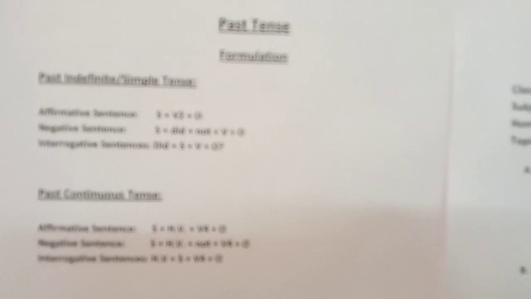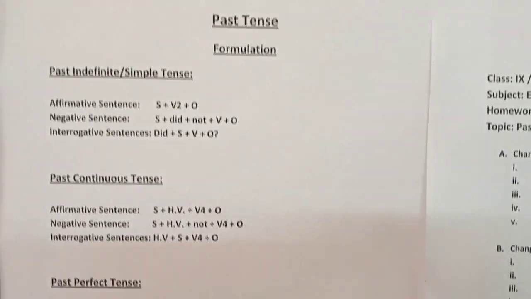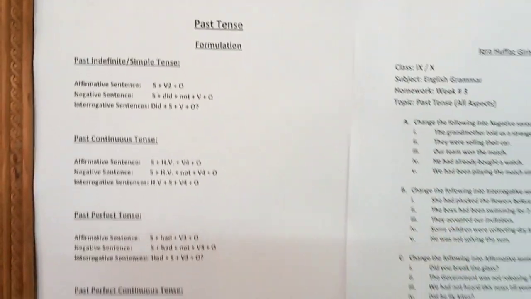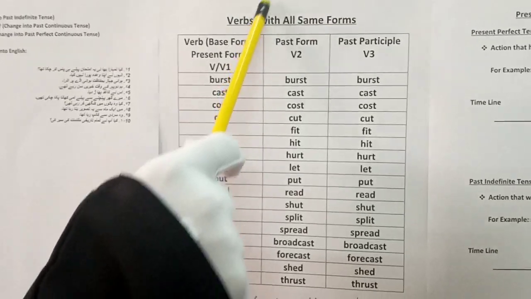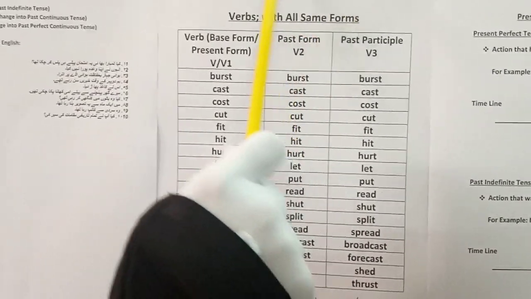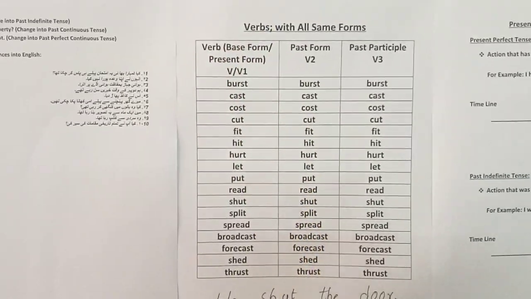So girls, for homework, inshallah homework will be provided to you. Practice will be provided to you. First of all, you will write all the formulation, all the structures for past tense. You can see the page. And this will be provided to you inshallah. And after that you will complete the practice work. This all practice work is there. And after this you will make the columns. You will write all these verbs which have same forms. So you will make columns in your register and write all these forms of verb.